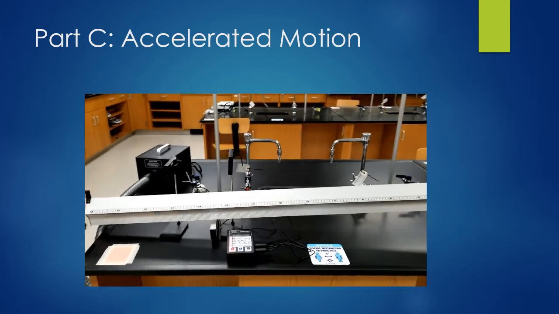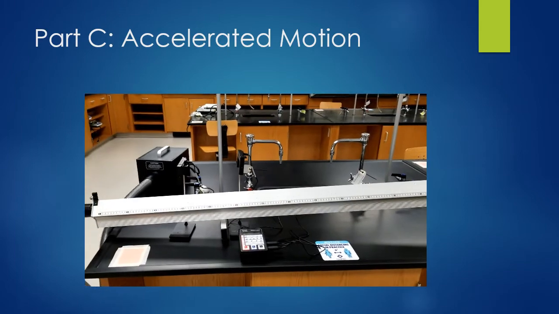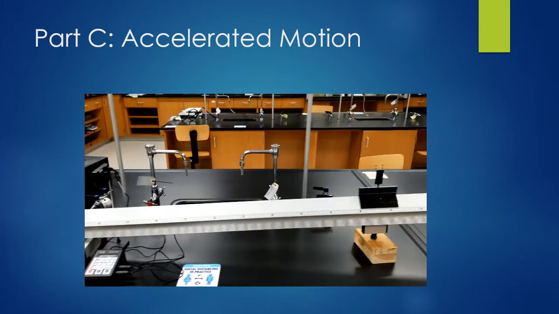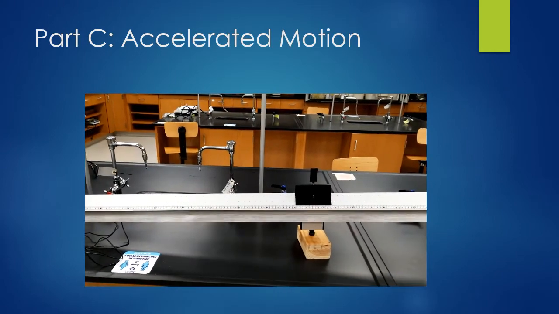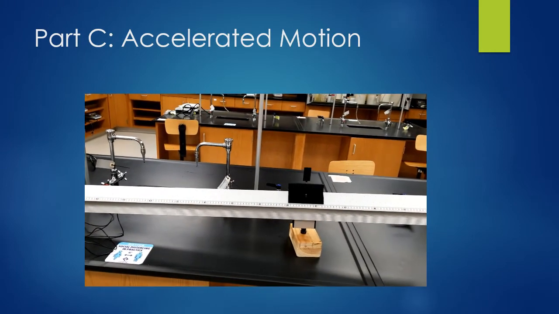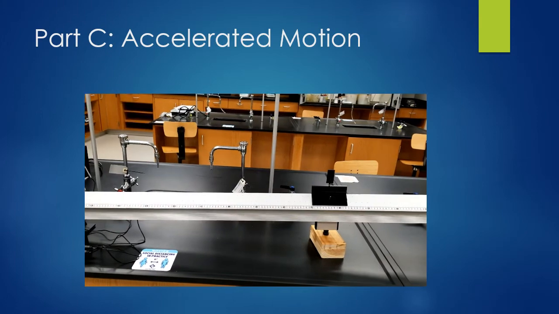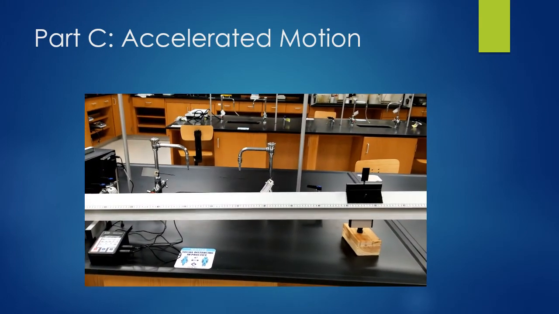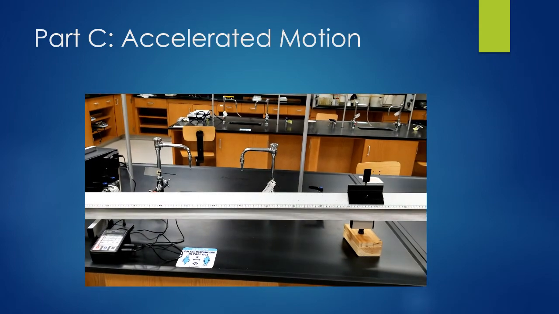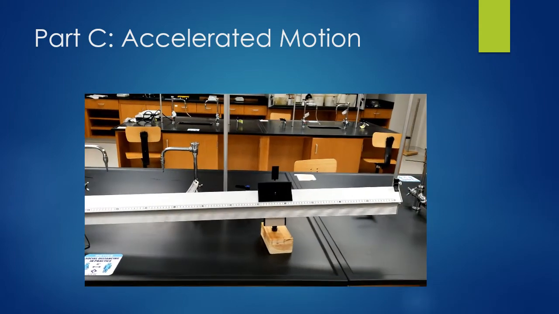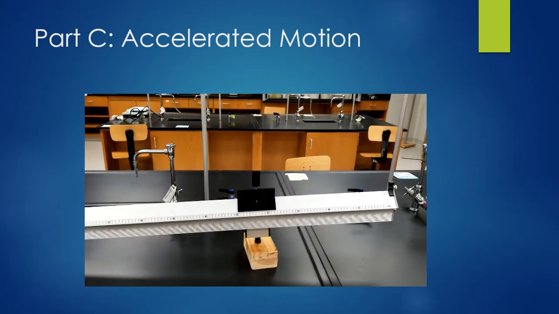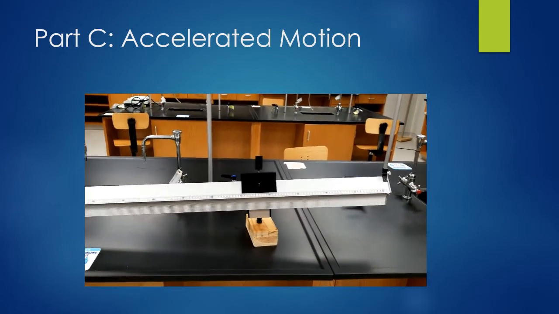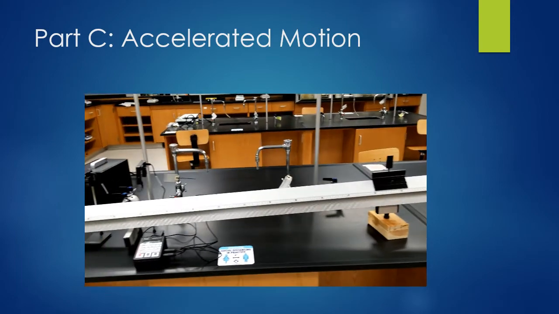So for part C of the experiment, we're going to use what we called an air track. And that's what this silver thing in front of us is. So for the accelerated motion portion, the lab manual describes a marble run. So instead of a marble run, we're going to be using this air track here. It's still elevated. You can see the blocks elevating one side of the air track so that it is a downward slope.